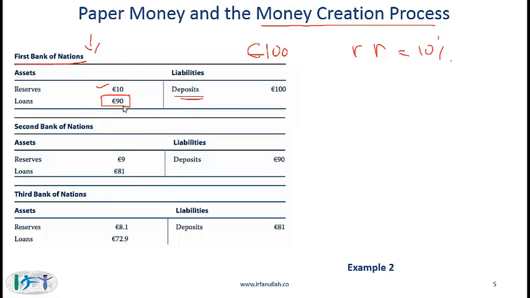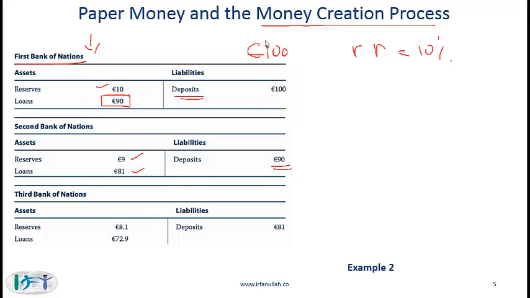This money is loaned out to another customer. That customer will then go deposit the money in his bank, and let's say that is the Second Bank of Nations. Given the 10% requirement, the Second Bank of Nations must keep 9 as reserve and the remaining 81 can be loaned out. And this process can continue.